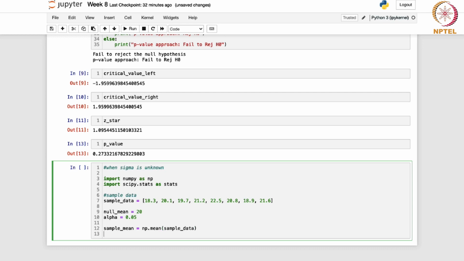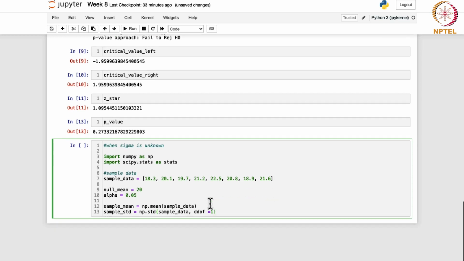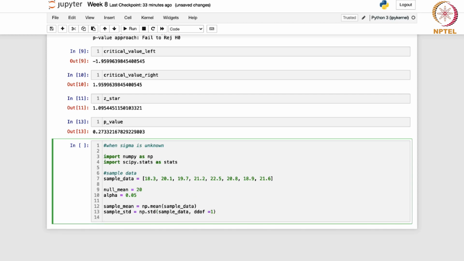Next, what do you need? You need the standard deviation also. So sample underscore std. For this you will again use numpy's std function, and you will write sample underscore data, and you will also specify that we are dealing with your sample variance. So that is why your denominator there should be n-1 and not n. And the sample size finally would be the length of this, right?